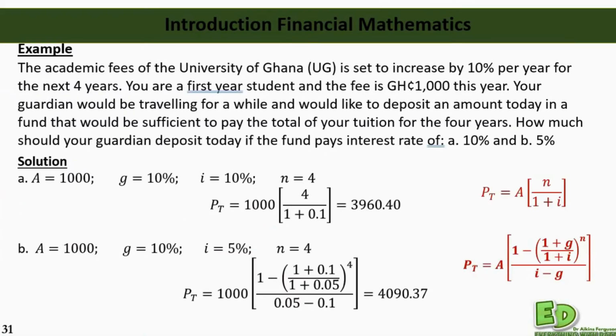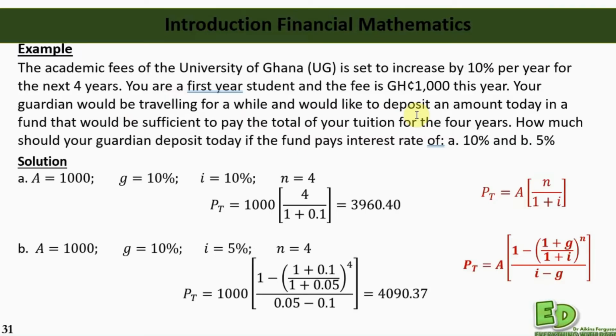So, right, we have a practical example on the geometric gradient cash flow. The academic fees of UG are set to increase by 10% per year for the next 4 years. You are a first year student and the fee is 1,000 Ghana cedis this year. Your guardian will be traveling for a while and would like to deposit an amount today into a fund that will be sufficient to pay the total of your tuition for the 4 years. How much should your guardian deposit today in the fund?